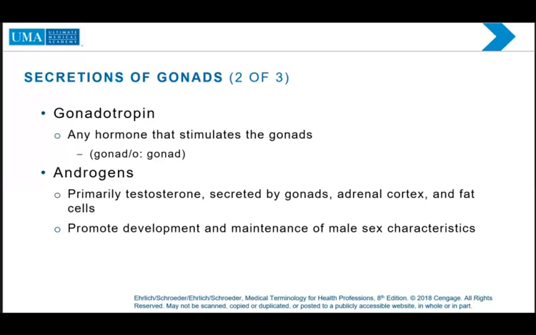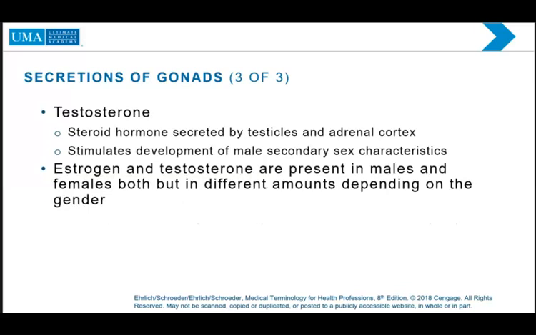Gonadotropin is a hormone that stimulates your gonads. Androgens are primarily testosterone secreted by gonads, the adrenal cortex, and your fat cells. Androgens promote development and maintenance of male sex characteristics. Testosterone is a steroid hormone secreted by your testicles and adrenal cortex. It stimulates development of male secondary sex characteristics.